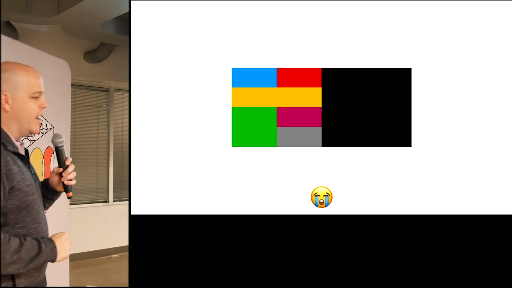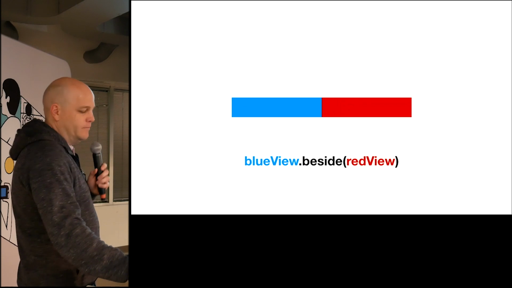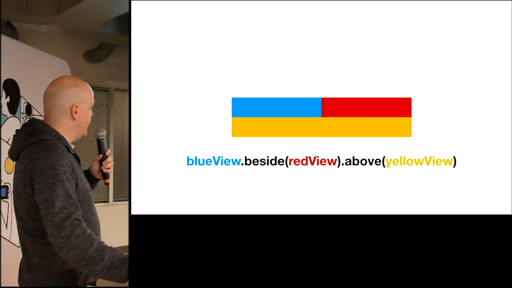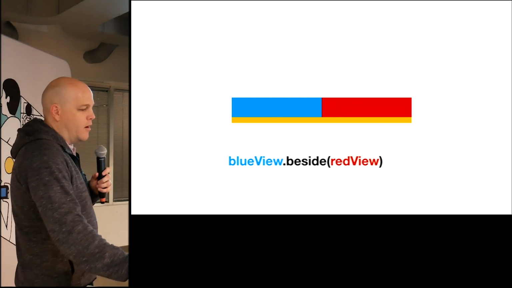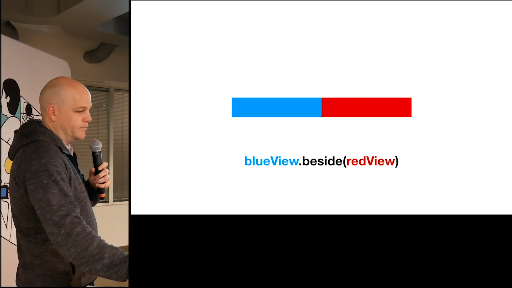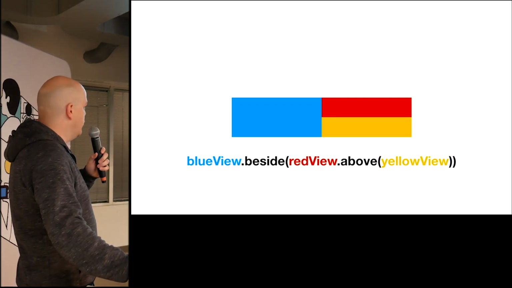What we want is a way of succinctly describing how to assemble our views. Something like blue view beside red view above yellow view. Or maybe if you don't like that, we can do this: blue view beside red view above yellow view.